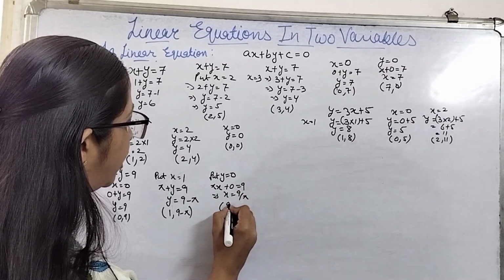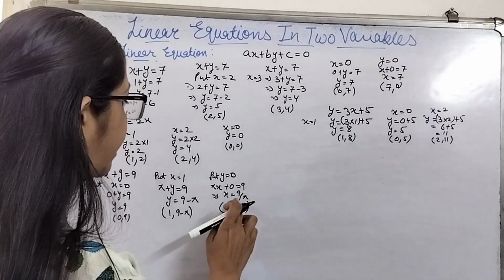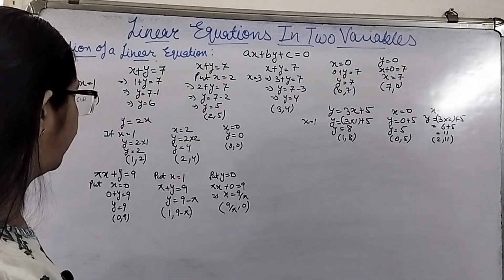So the solution will be x equals 9 upon pi and y equals 0, that is (9/pi, 0). This is the solution of the equation. Now we have to find the other solutions.